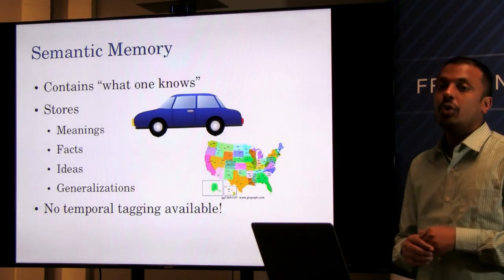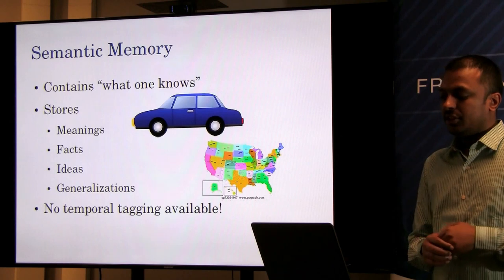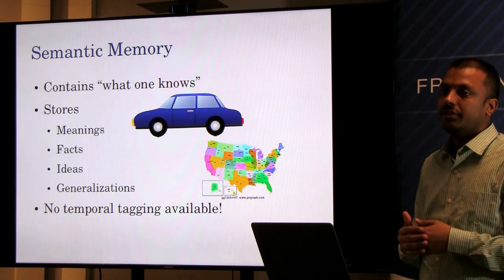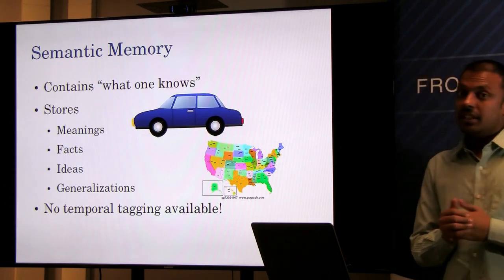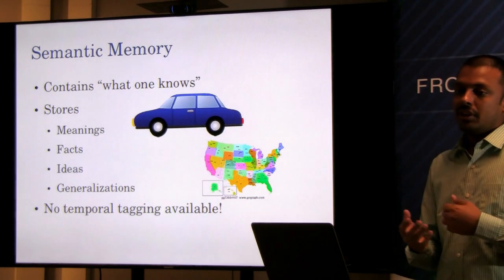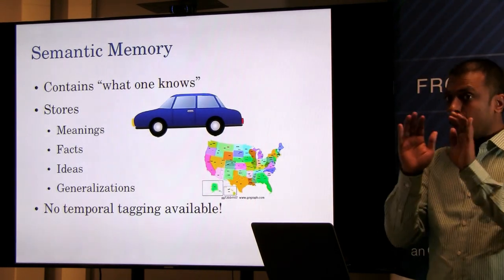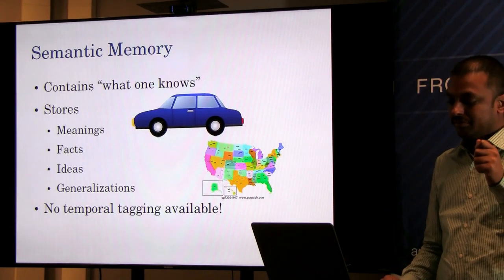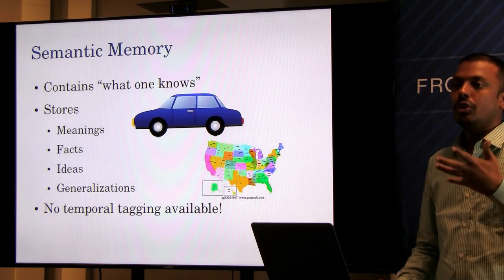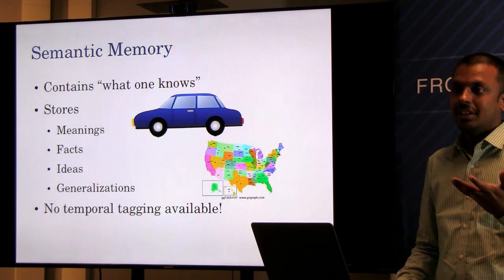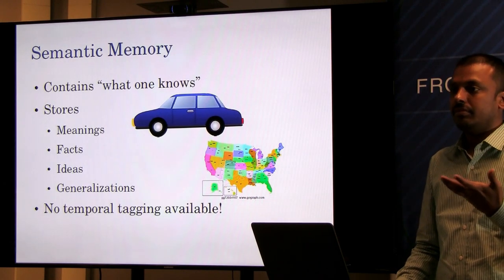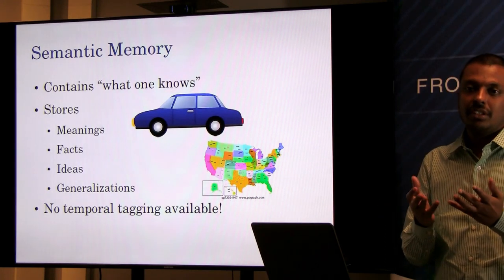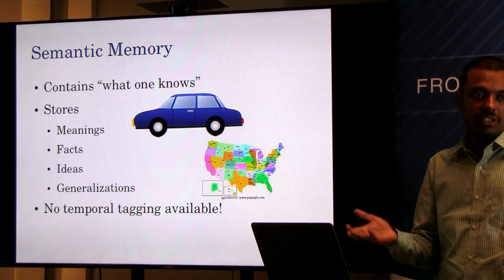It contains what one knows about things. It stores meaning, facts, ideas, generalizations, and quite a few such things. And it doesn't store temporal information. What do we mean by temporal information? It stores dates and years, but it doesn't attach temporal information about, for example, when you learned that a dog has four legs. There is no way to know that. So semantic memory is about the current consistent state of your knowledge.